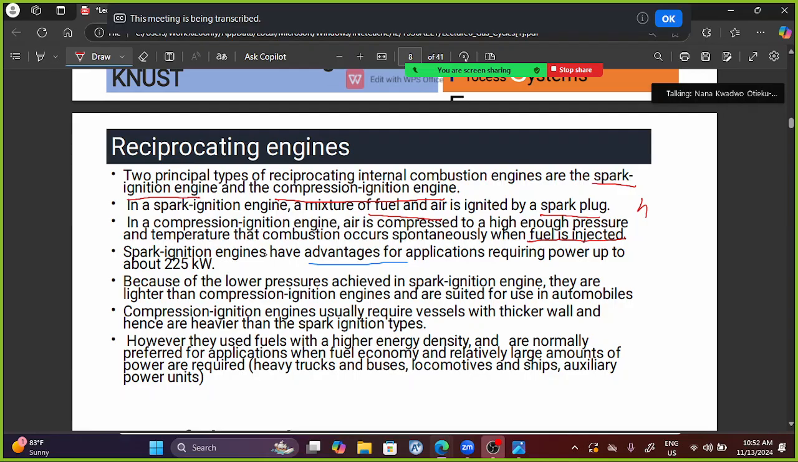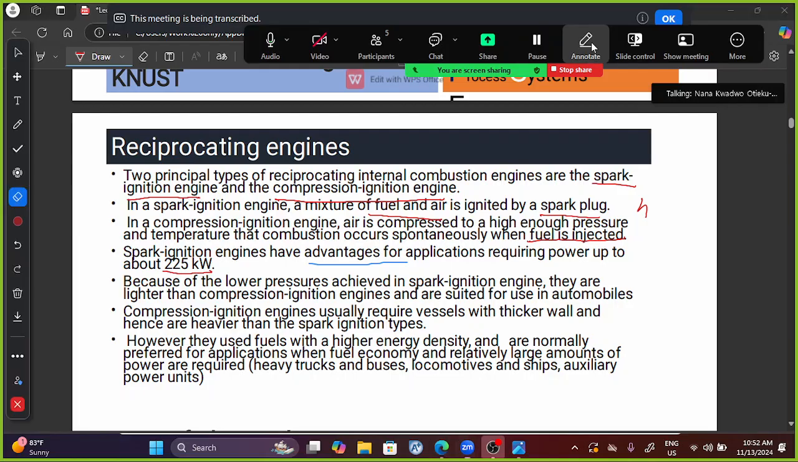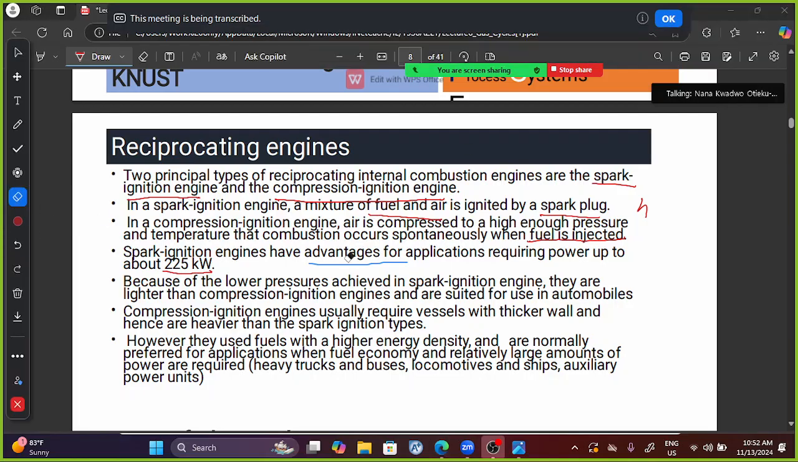We are saying that spark ignition engines have advantages for applications requiring power up to 225 kilowatts. So if you're dealing with a system that doesn't require power above 225 kilowatts, you can just work with the spark ignition engine. And because you don't have to compress it to the point where it would burn on its own, it usually works with lower pressure, so they are lighter than the compression ignition engines.